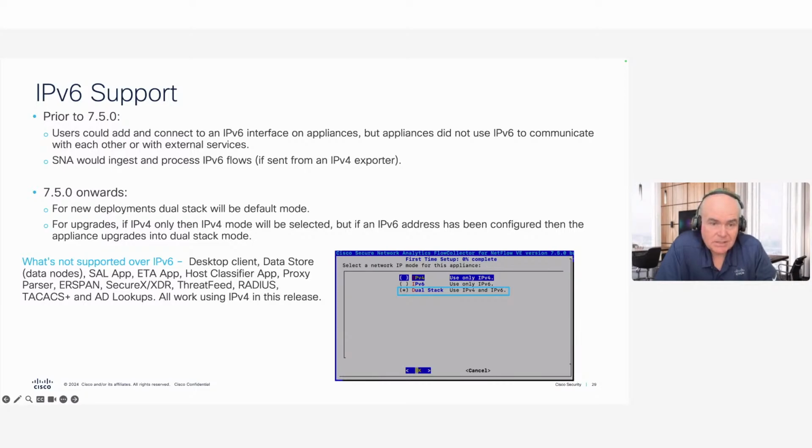Also, what I've listed here on the slide is what's not supported at the moment in IP version 6. If you're using the old desktop client, which some of you might know as the Java client, which we don't like to talk about, it's a Harry Potter kind of reference there. The data store, the data nodes themselves, the SAL app, all those listed there do not at the moment communicate over IP version 6 or don't support it. So be careful of those. That's why it's probably best to use dual stack at the moment if you want IP version 6 in this particular version.